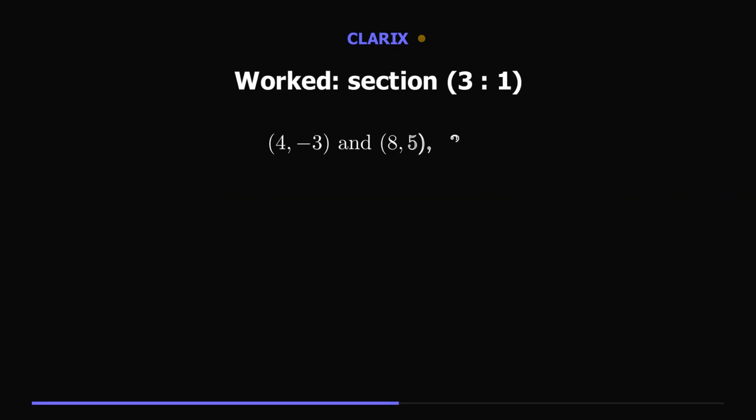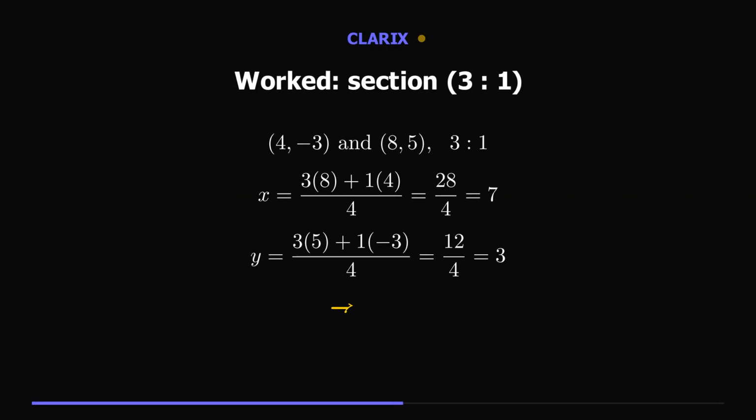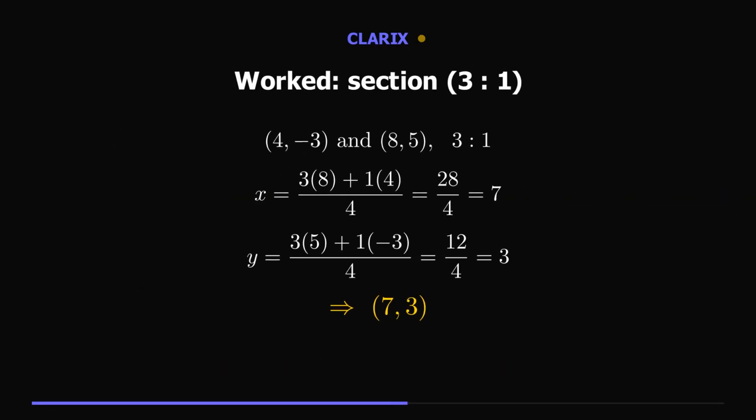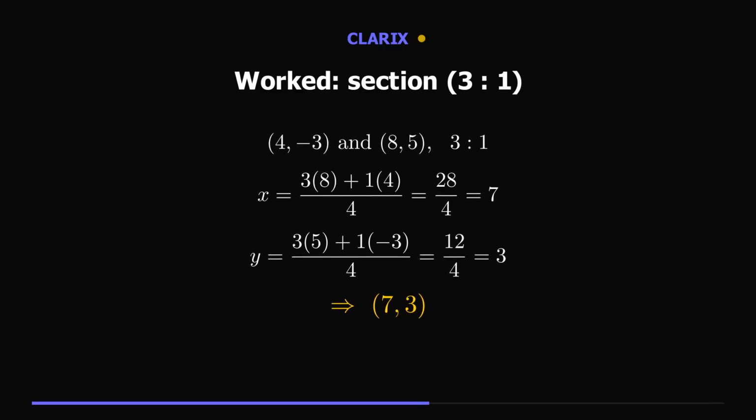Use it. Divide 4, minus 3 and 8, 5 in the ratio 3-to-1. The x is 3 times 8 plus 1 times 4 over 4, that's 28 over 4 equals 7. The y is 3 times 5 plus 1 times minus 3 over 4, 12 over 4 equals 3. The point is 7, 3.